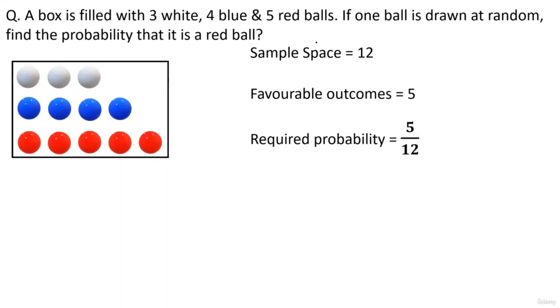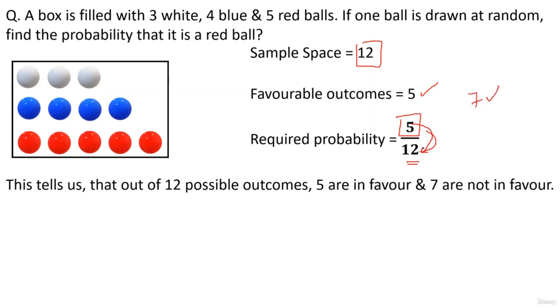ओके हम इस चीज से एक बात ऑब्जर्व करते हैं गाइस. ओके इफ यू ऑब्जर्व, इफ द रिक्वायर्ड प्रोबेबिलिटी इज 5 आउट ऑफ 12, इसका मतलब क्या है गाइस? ऑफ द 12 आउटकम्स दैट यू हैव इन द सैंपल स्पेस, 5 आर फेवरेबल टू यू and 12 minus 5, 7 will be unfavorable to you, right? So 5 outcomes are in favor and 7 are not in favor.